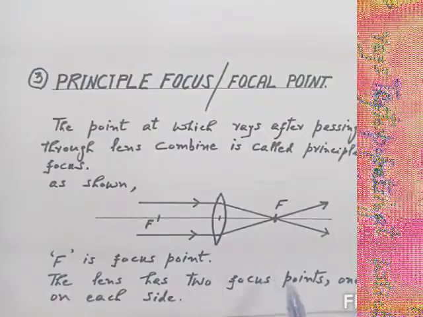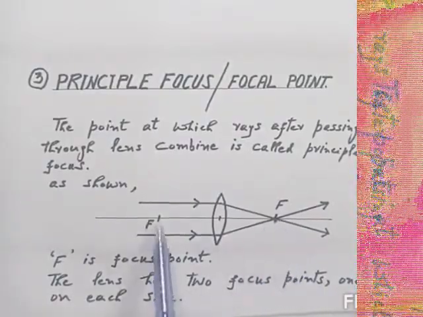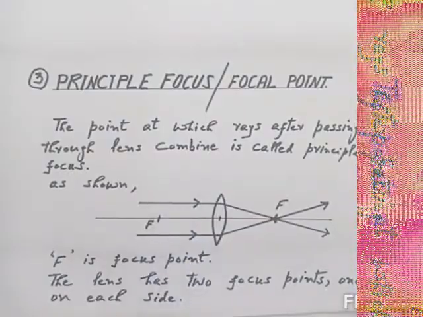And every lens has two focus points. One on this side, second on this side. So every lens has two focus points.